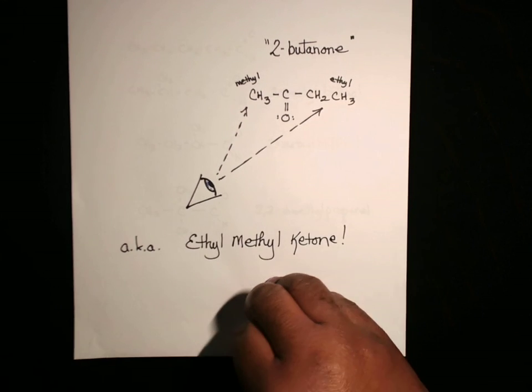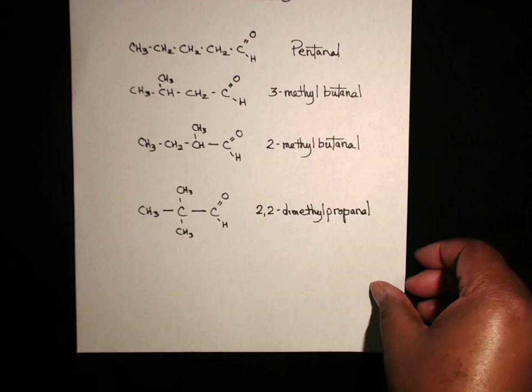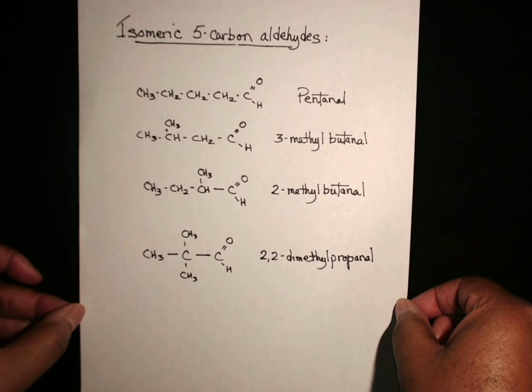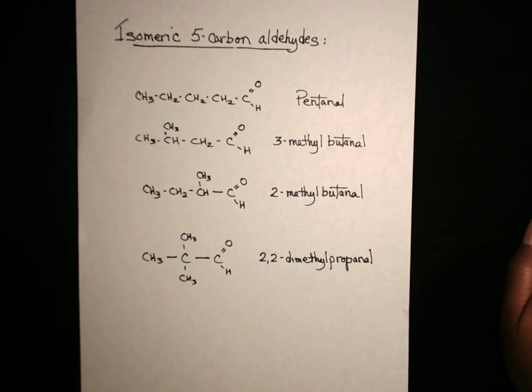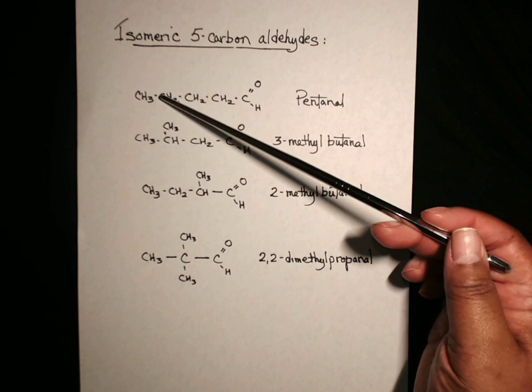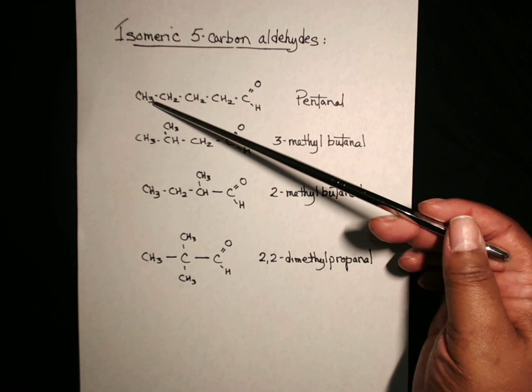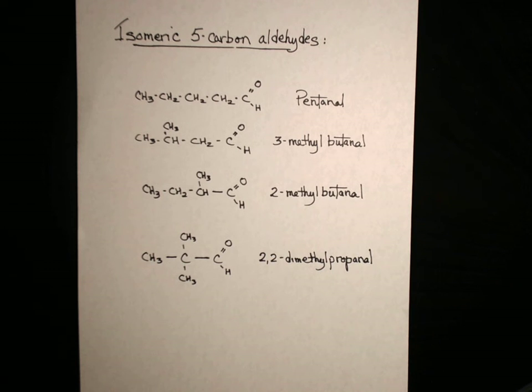All right. A couple minutes ago, I asked you to think about the possible numbers and names of all the isomers for a 5-carbon aldehyde. So here's what I came up with. Compare this to what you came up with, and let's see what we got. So obviously, I could place all 5 of my carbons in one continuous chain and call this pentanal.